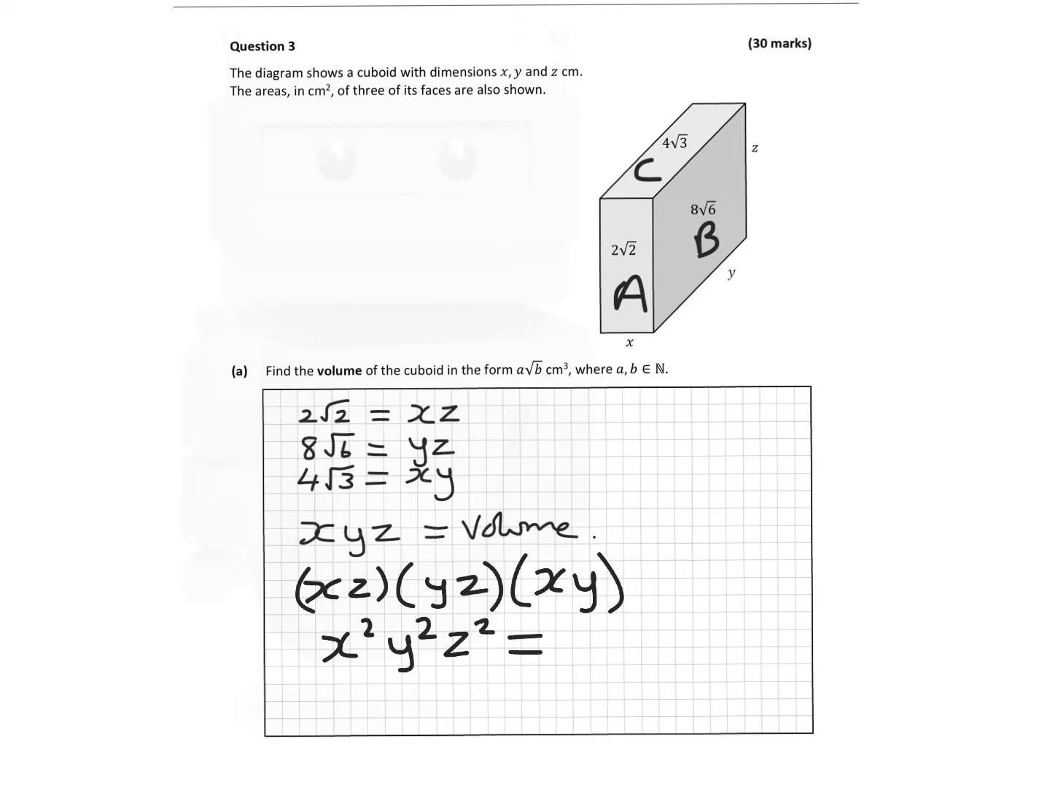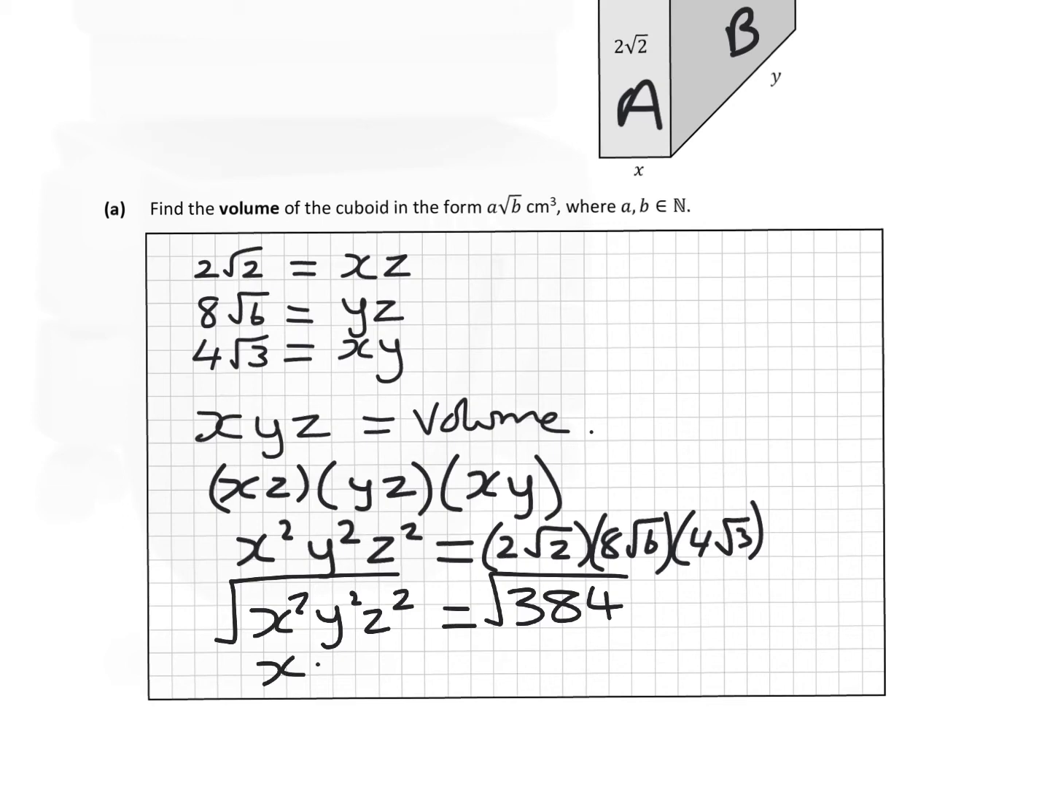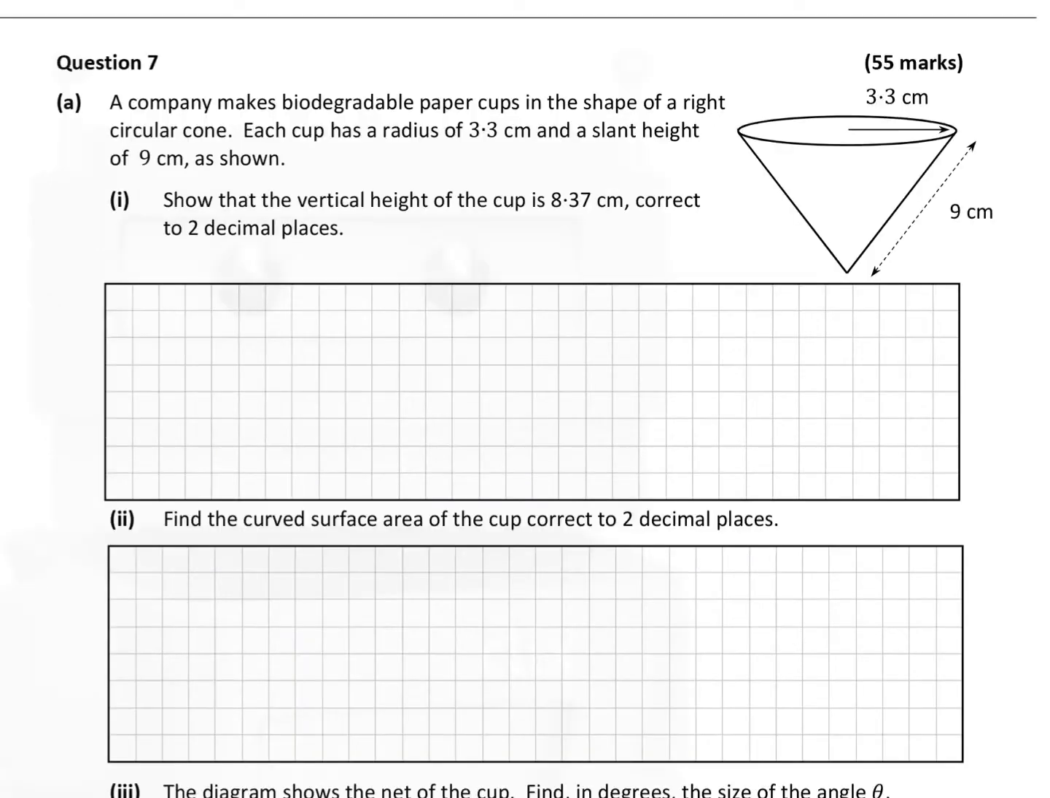And if I do that then, I get 2 root 2 multiplied by 8 root 6 multiplied by 4 root 3, then whatever answer I get, I just have to root both sides. So that's just going to give me x squared, y squared, z squared is equal to 384. When I pop all that into a calculator, root both sides just to get x, y, z, which is going to be our volume, and we are going to get 8 root 6 centimeters cubed.